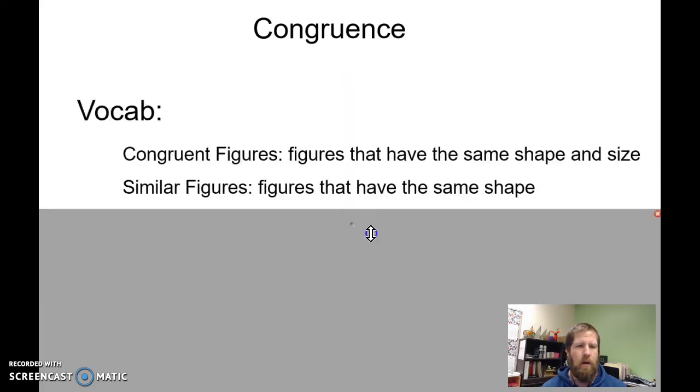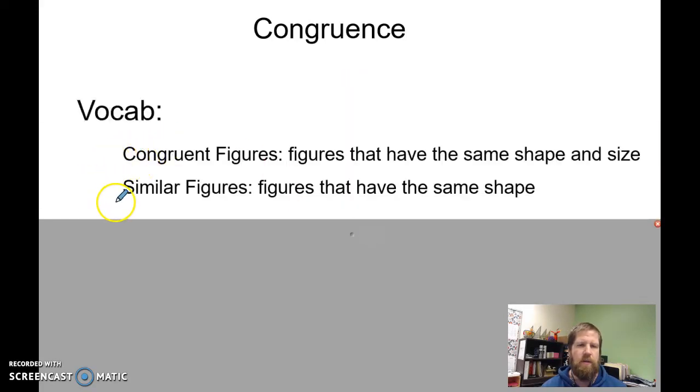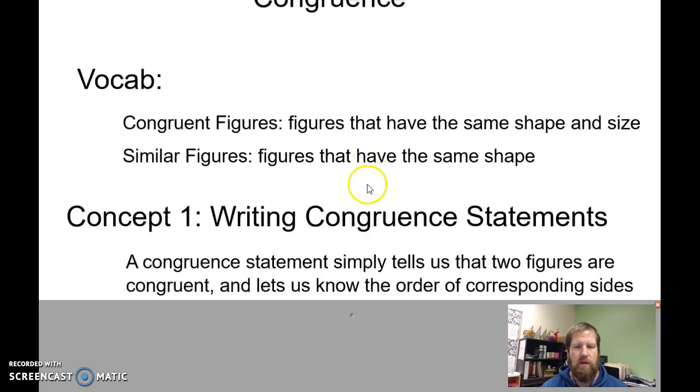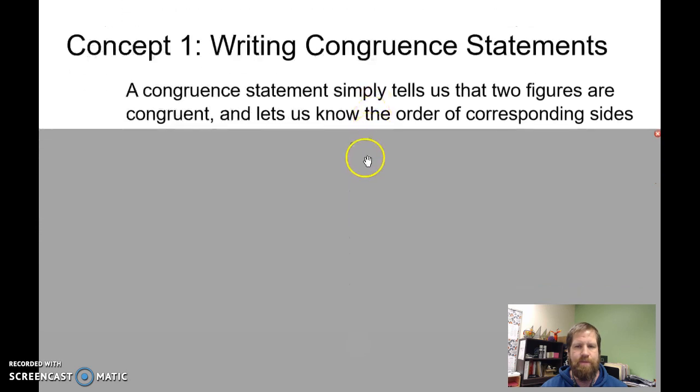Congruence. So we've got one new vocabulary term and one review. Our vocabulary term is congruent figures, and these are figures that have the same shape and the same size. Our review term is similar figures. Remember that those have the same shape, but they'll always have a different size, because if they also have the same size, they're going to be congruent. All right, so concept one, writing congruence statements.